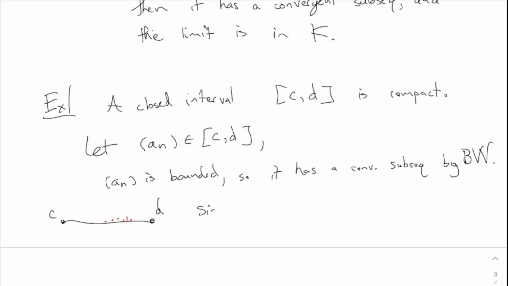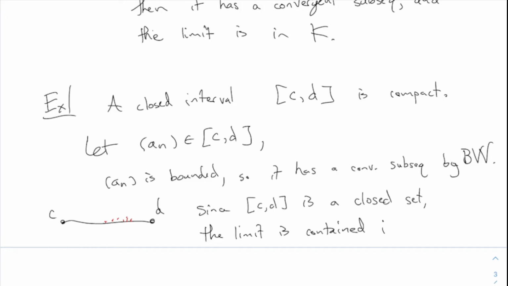But I will just say, since C to D is a closed set, the limit is contained in C to D, right? Because a closed set contains all of its limit points, and so if you do have a sequence in there that converges to some limit, the limit needs to be in that set. All right. So a closed interval is compact.